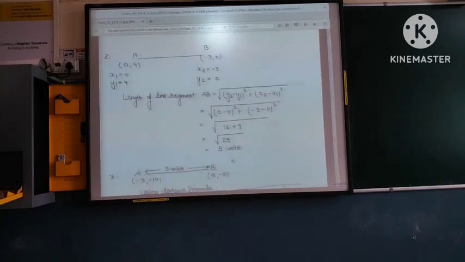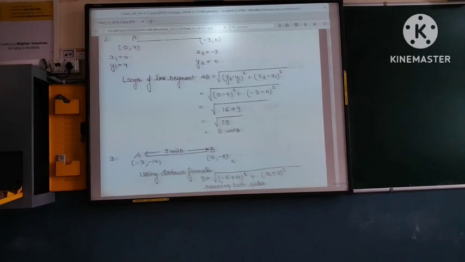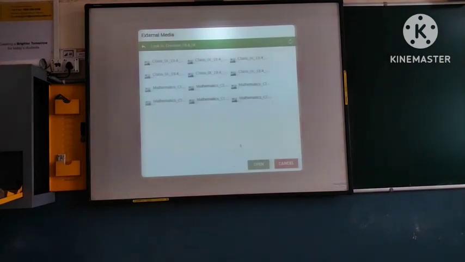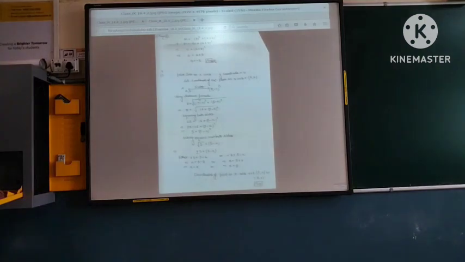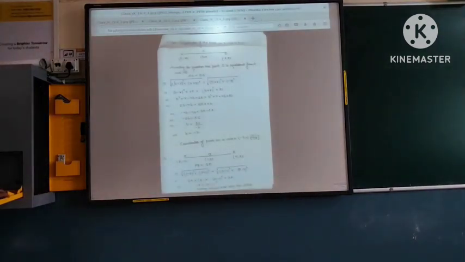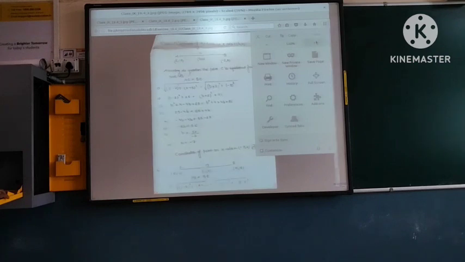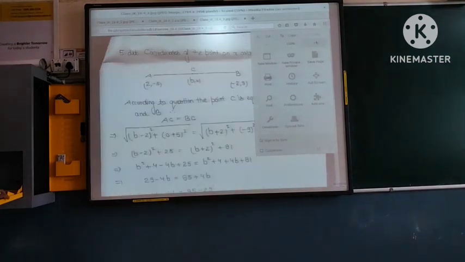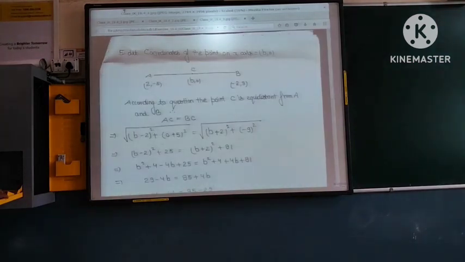Now this second question is a similar pattern, nothing new in this. In the third also only the distance formula has to be used, so nothing new has to be told. I am moving to the next question, choosing the correct page number. It is more convenient when we are using this IFP panel.